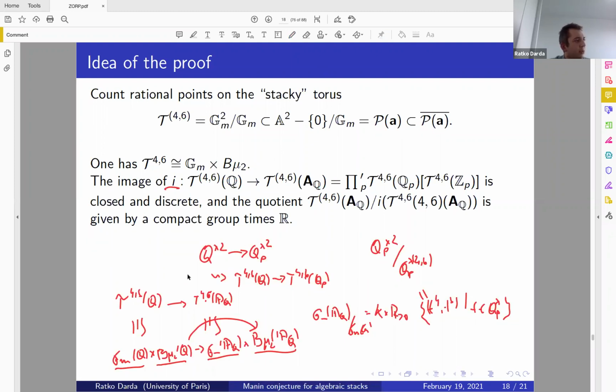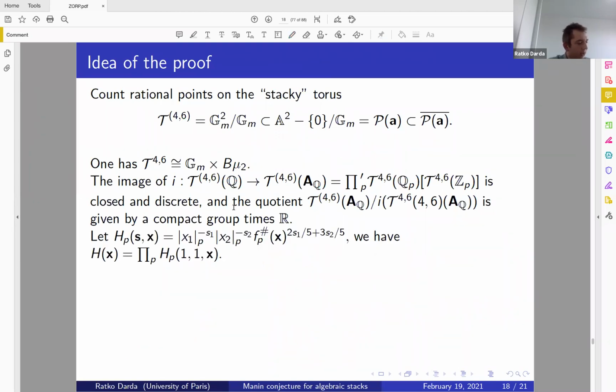Let me say one more thing: the map I is not necessarily injective. Its kernel is given by, like you can study the kernel of B mu2 Q to B mu AQ. It's in fact given by Sha q mu2, which in our case is trivial, but in general it's not trivial.